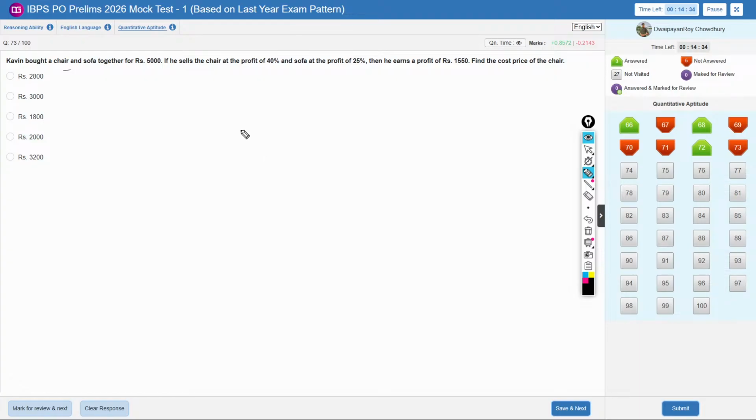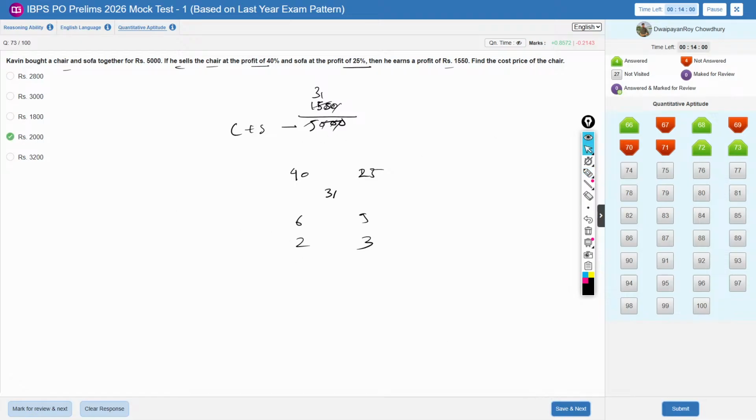Kevin bought a chair and sofa at 500. Chair and sofa 500,000. Sells the chair at 40% profit, sofa at this, earns a profit of this. So total profit 50. So 0, 0, 0, 0, 0, 5, 3, 1. So chair, sofa, 31, 6, 9, 2, 3. Total 5. So chair 2000.